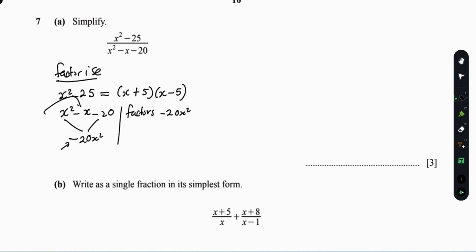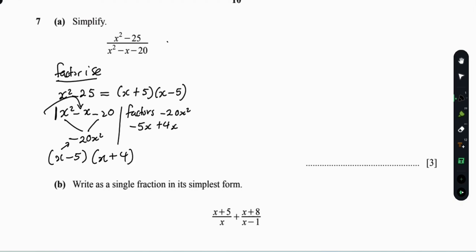Since the sign is negative, it means our factors have different signs. And then we're focusing on this guy there. The two numbers that we get must add or subtract to give us minus x. So negative 5x plus 4x are ideal. And since the coefficient of x squared is 1, right away our answer from that expression is x minus 5 and x plus 4.